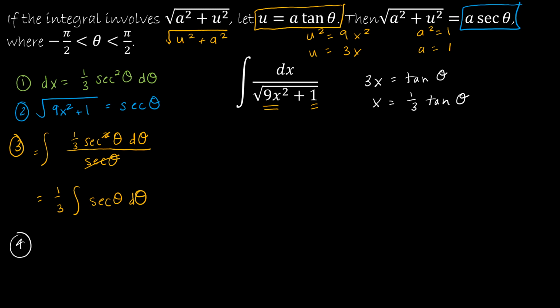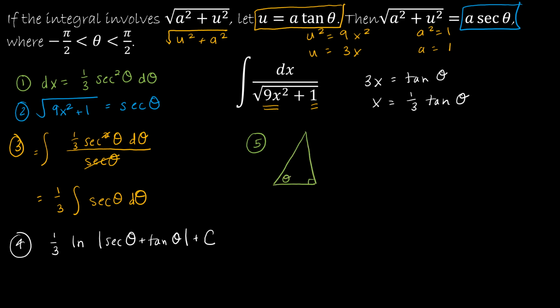And when I integrate, I get 1/3 natural log of secant theta plus tangent theta plus c. Again, if you don't know the secant rule, just get your integral table out. It should have your solution for you. Step 5 is to make our triangle.